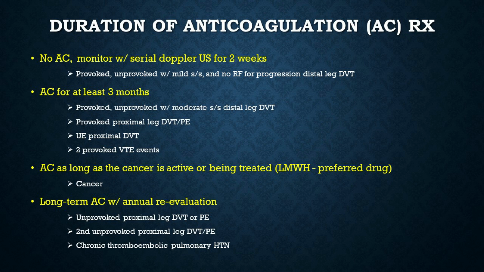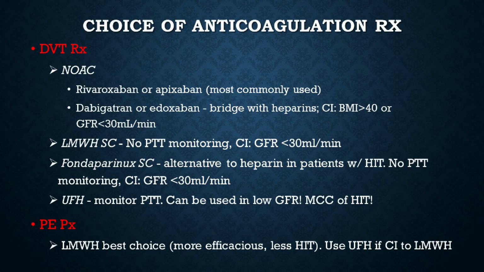You're going to give the patient long-term anticoagulation therapy with annual re-evaluation in the following 3 cases: when you have unprovoked proximal leg DVT or pulmonary embolism, when you have second unprovoked proximal leg DVT or pulmonary embolism, and when you have chronic thromboembolic pulmonary hypertension. When you treat DVT, you have several options. Now first you have the oral factor Xa inhibitors, the so-called NOAC drugs. Now with the NOAC drugs you can reach therapeutic effect in several hours, so this is great.